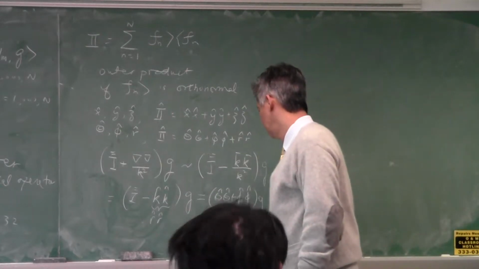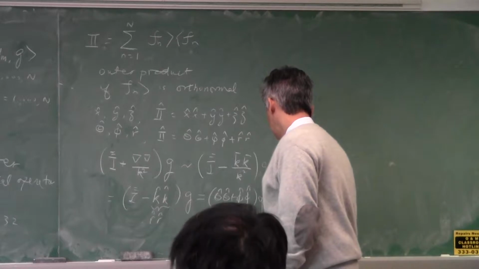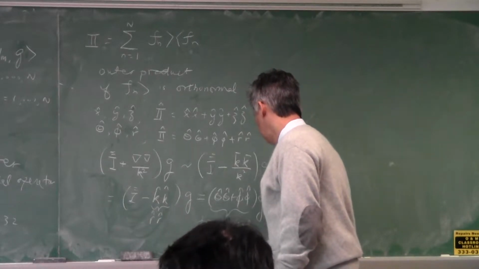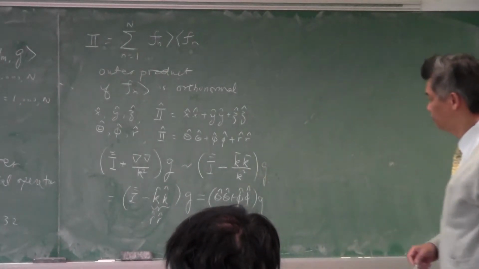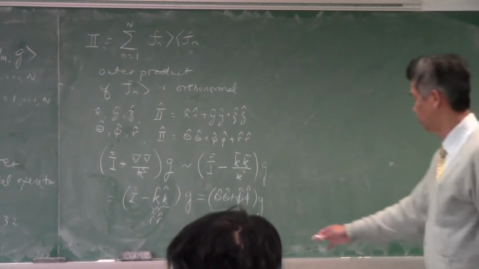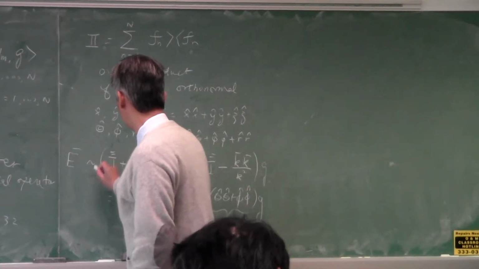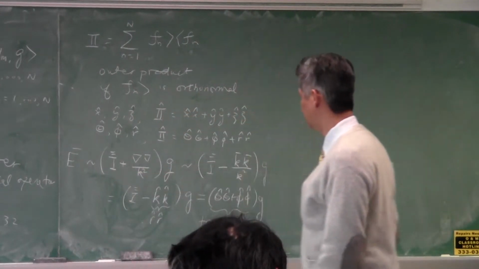Electromagnetic field is also known as a transverse field because the field is always transverse to the direction of propagation. That's why it emerges in this manner. Okay, E is proportional to this, and then it's equal to that.